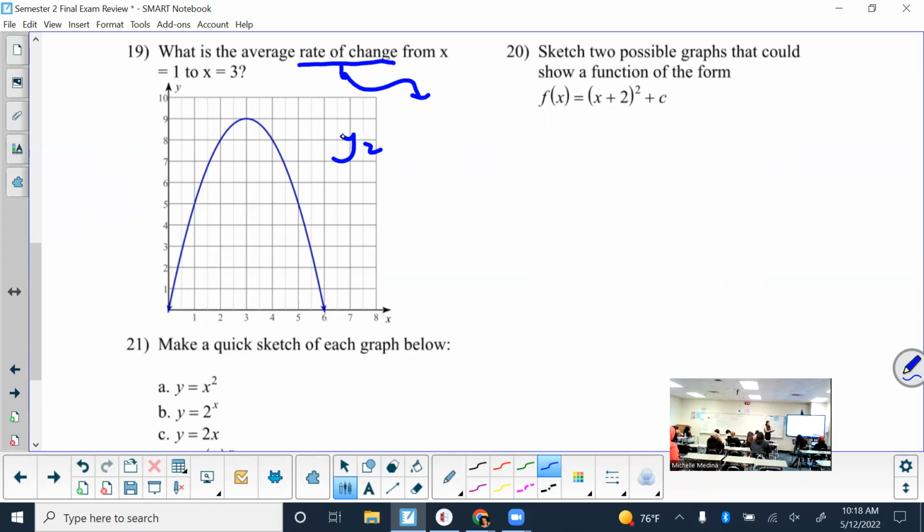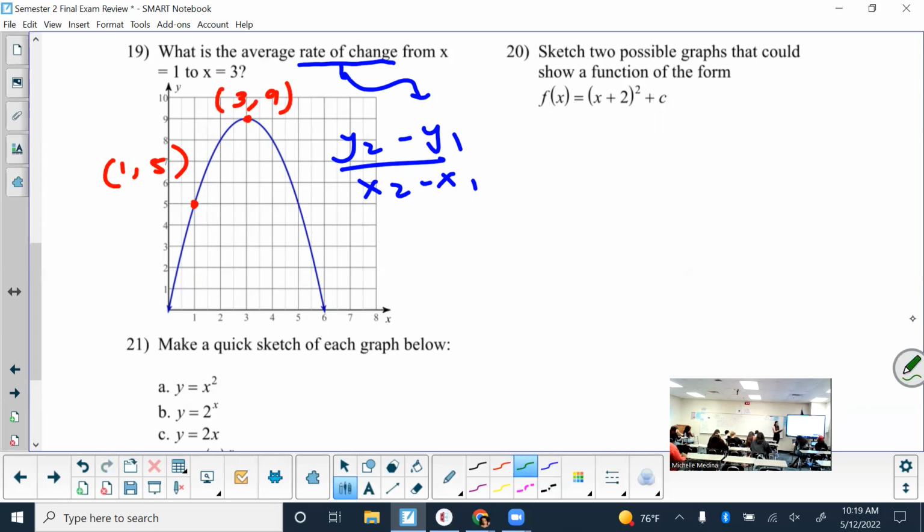All right, it's y2 minus y1 over x2 minus x1. Because obviously, the rate of change isn't going to be the same for the whole parabola. There's parts where it's increasing, there's parts where it's decreasing. It wants to know from where x is 1, that's where it touches on the graph, to x equals 3. And that's where it touches on the x equals 3. So then write down the coordinates. This coordinate is 1, 5. And this one is 3, 9.